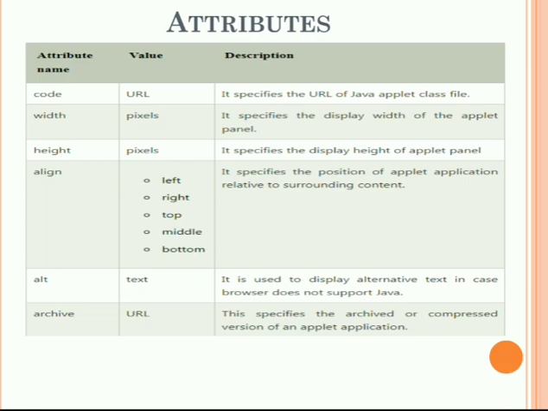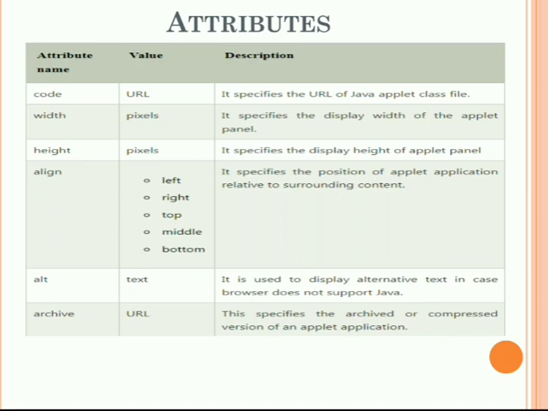Next point is attributes. We will see what are the attributes present in the Java applet tag. Basically we will see all the attributes that are present for the different languages, different operating systems. One is attribute name. First is code. Code is nothing but its value is URL.